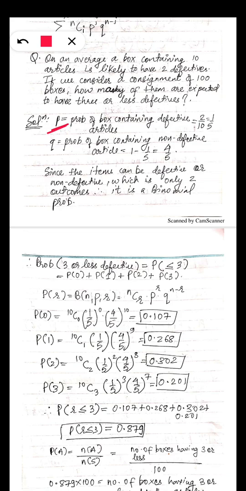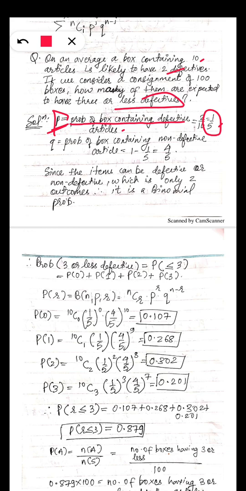What is our success in this? Success in this is to identify how many boxes are having defective things. So the probability of a box containing defective articles is my success in this. So my P is this. On an average, one box contains 2 defective out of 10. So 2 by 10, it is 1 by 5. So the probability of getting defective articles is 1 by 5.